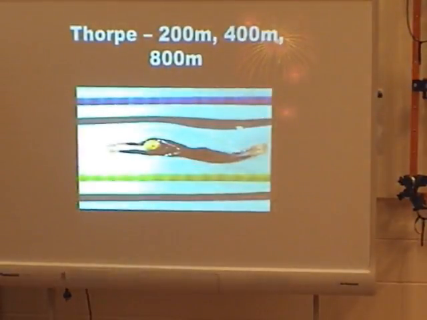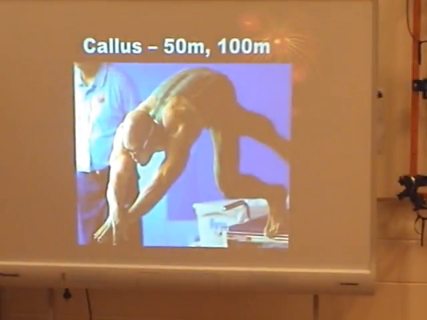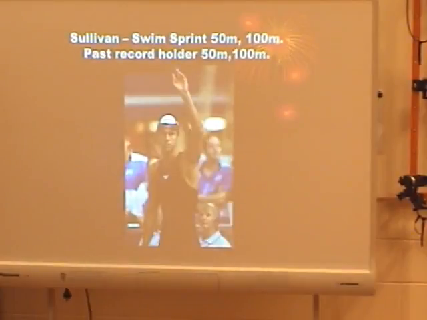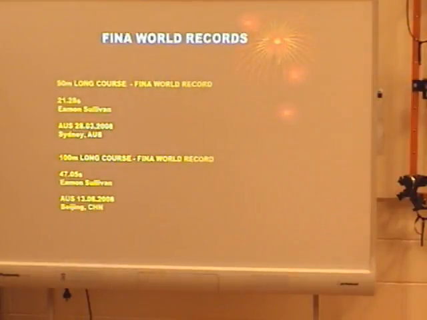And this is showing Thorpe swimming in the 200, 400, 800. Torpedo, I think, is his nickname. And then Callis in the 50 and the 100. And then here's Sullivan. He went into the record books for the 50 and 100. So he's a very good sprinter. And you can see in his structure, very lean, quite tall, got good hands. So he has the body type that you would expect to be good in the water and very fast. And here's showing his world records and what date they occurred.